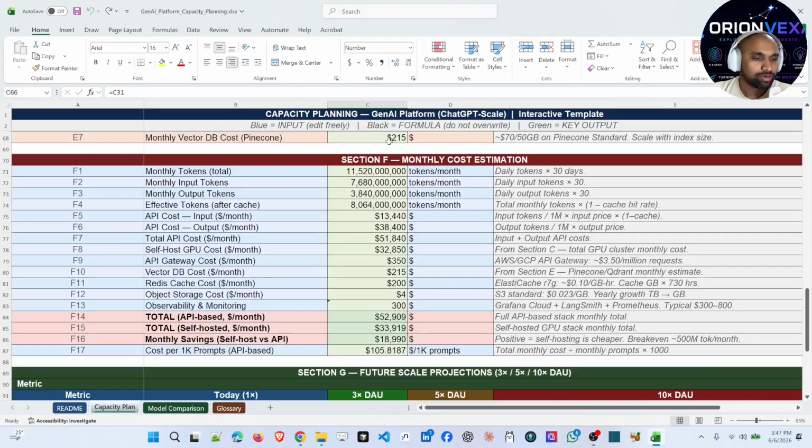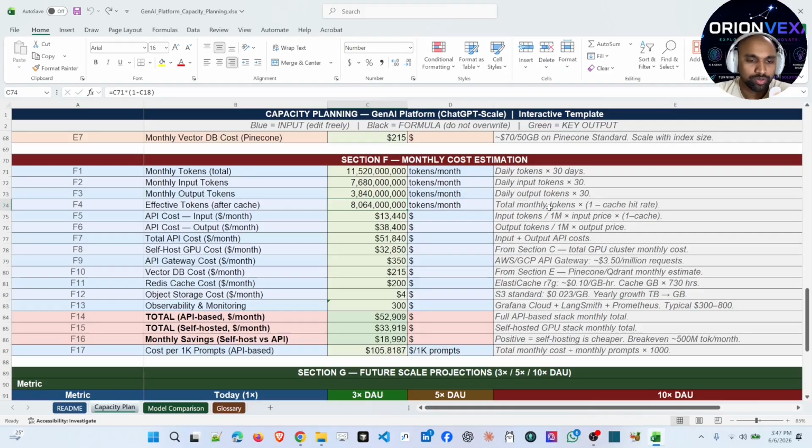Okay, monthly tokens, we are expecting around 11 billion tokens per month. Daily tokens into 30 days, we will get the monthly tokens. Monthly input tokens, that is daily input tokens into 30, we will get the monthly input tokens. And monthly output tokens, that is daily output tokens into 30, we will get the monthly output tokens. Effective tokens, that is 8 billion.